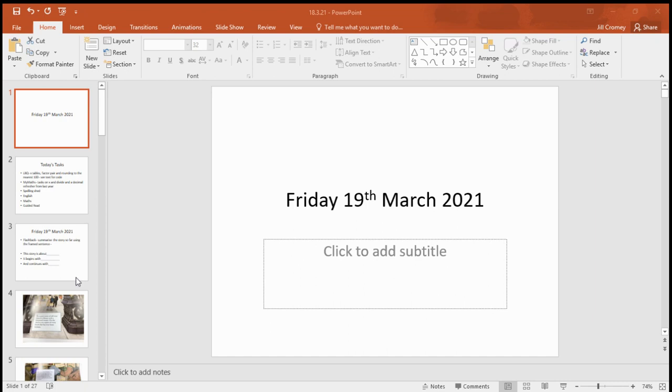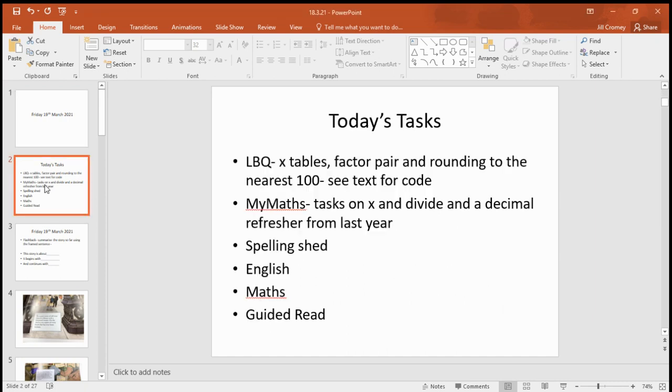Okay, so today's tasks. You can start off with LBQ, or you can do that at any point during the day. I will set those codes to last until about 7 or 8 o'clock at night, so you can perhaps dip into that and dip out depending on what you've got going on that day. Today's tasks are going to be times tables like we do every day.